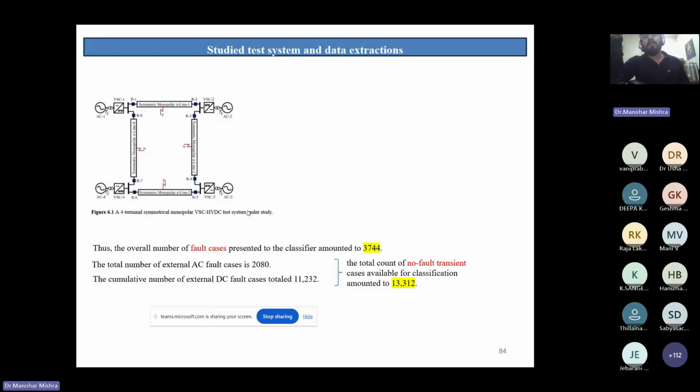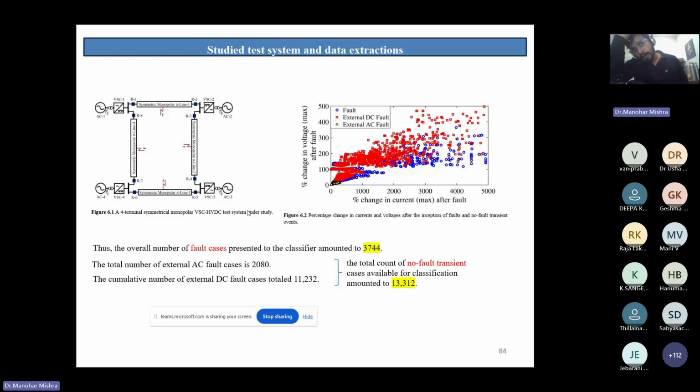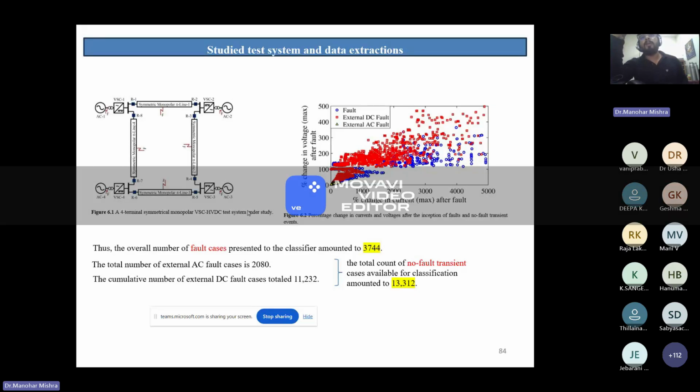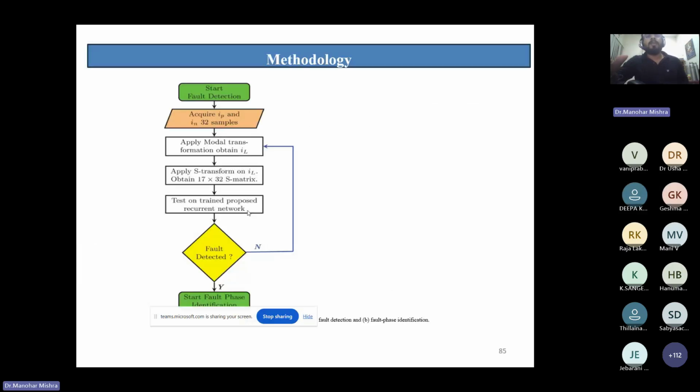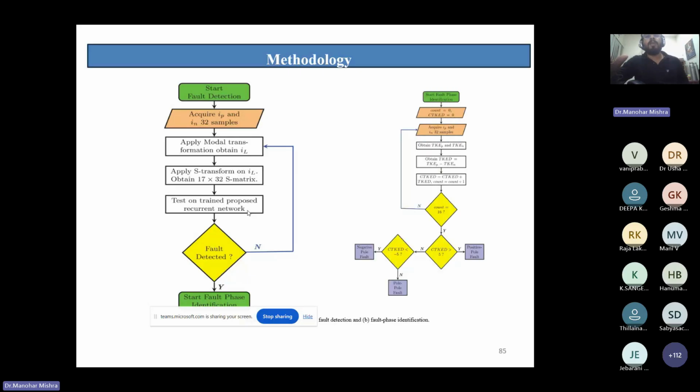If we plot all those things in a diagram, this is the change in voltage after the fault and the change in current maximum after the fault. This is how it changes with external DC fault, external AC fault, and DC fault. So this is the methodology that we have designed for fault detection.